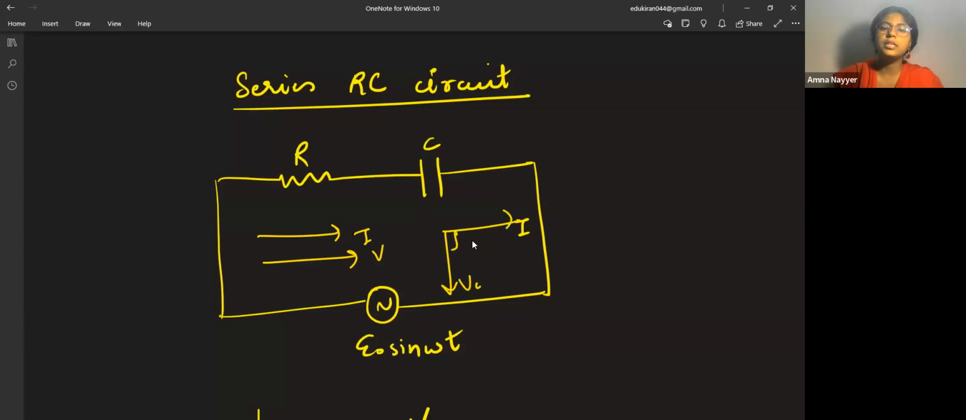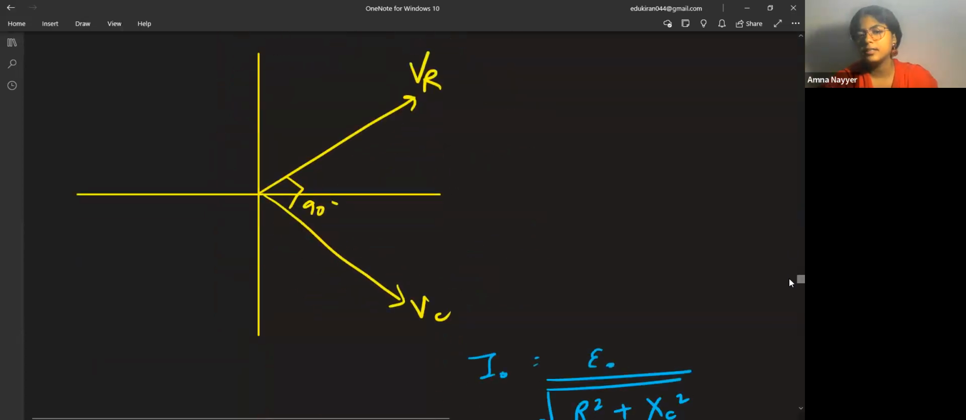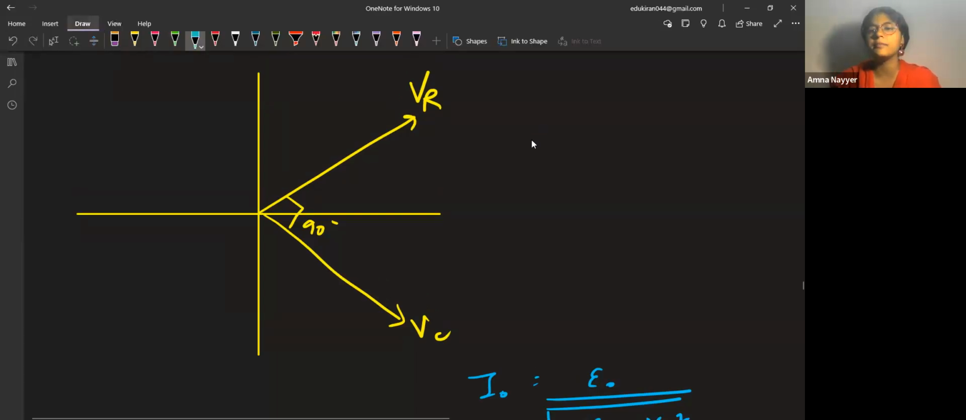So this is VC and this is pi by 2. When we are talking about the phasor, VC will come in its own original quadrant, right? Now, what will be the difference? See, this is the final conclusion: E naught by under root R square plus XC square. And the derivation is also the same thing.